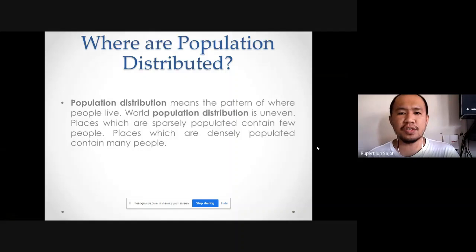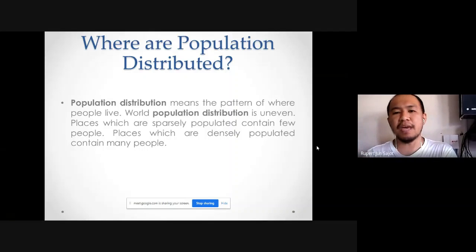The first question is, where are populations distributed? Population distribution means the pattern of where people live. World population distribution is uneven. Places which are sparsely populated contain few people. Places which are densely populated contain many people.